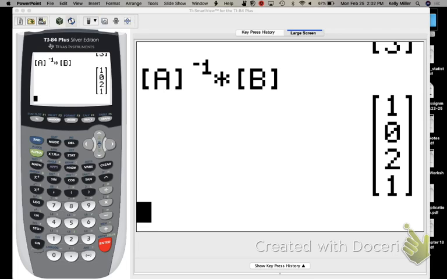Okay, so what's my A matrix? It's going to be -1, 1, 2, -1. I'm going to go right away to the inverse, with 1, 0, 0, 1. That's going to give me my inverse.